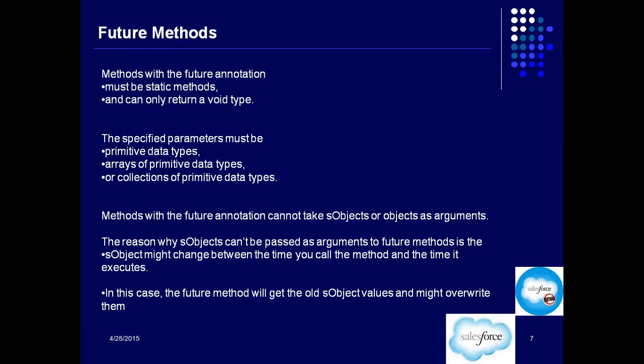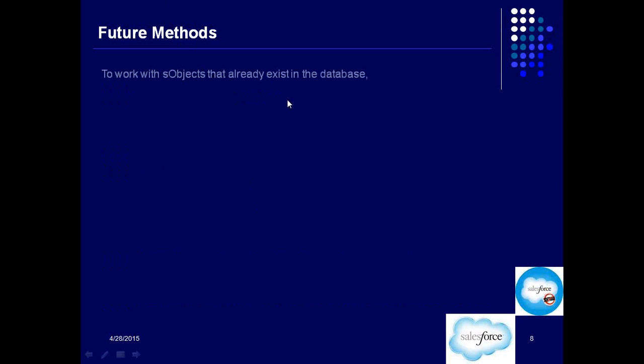Yeah, Navita says ID. Correct. So we have a primitive data type called ID. We can use that to work with S objects that already exist in the database. If you want to use a future method and still work with S objects which already exist in the database, the best you can do is pass the S object ID. So instead of passing the S object variable, you use the ID data type, which is a primitive data type again.